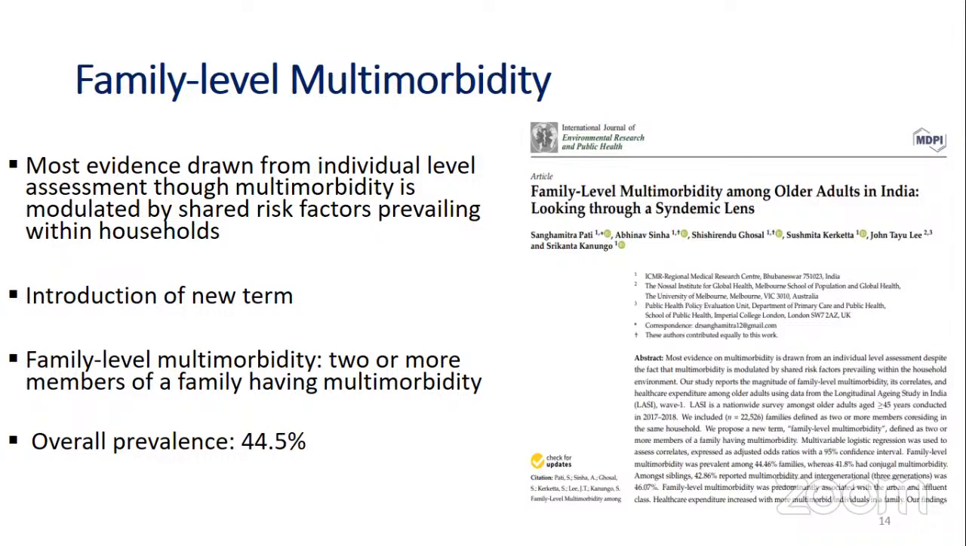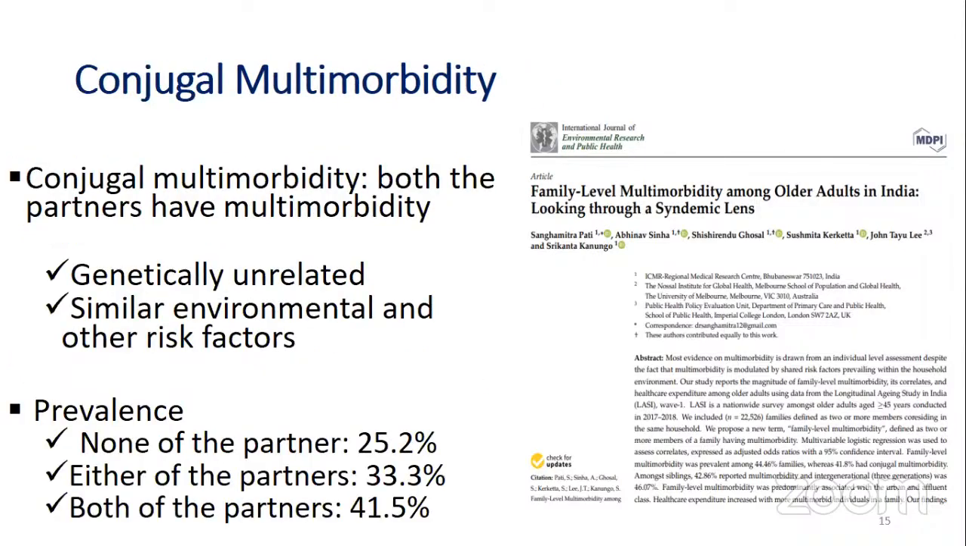And coming to the prevalence, we observed the prevalence was very high. It was around 44.5% among the families, that is two or more members of a family or household having multimorbidity. Within the same paper, we also looked at conjugal multimorbidity. Conjugal multimorbidity is a term which has been used earlier also, so it is not a new term, where both the partners have multimorbidity. The story which I was just telling about the husband and wife.